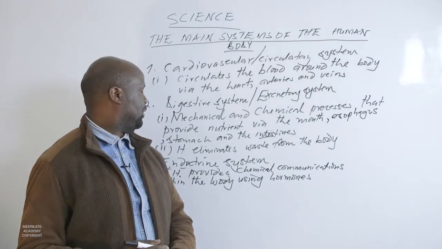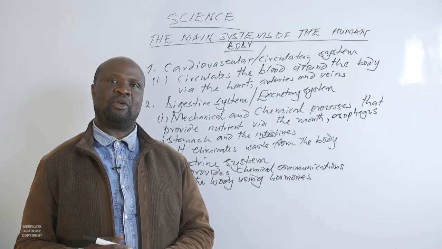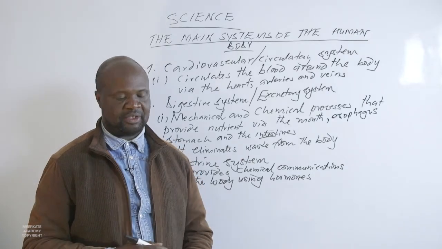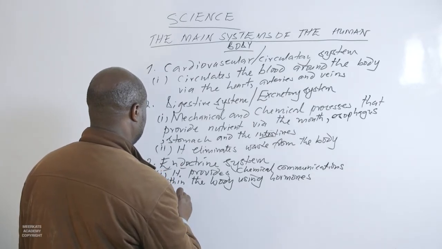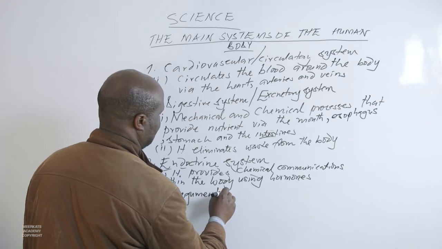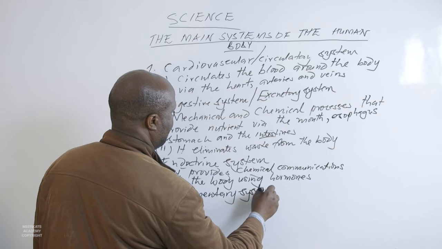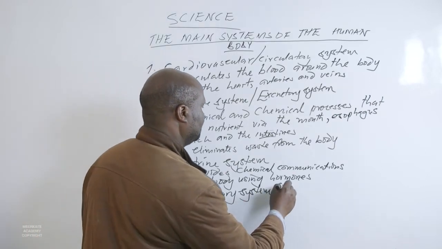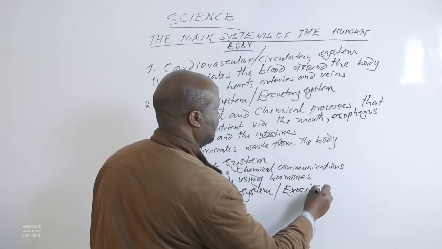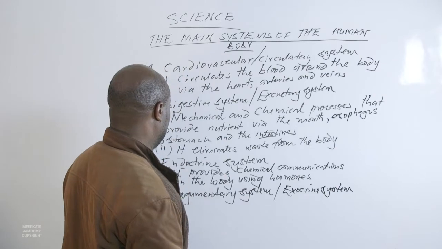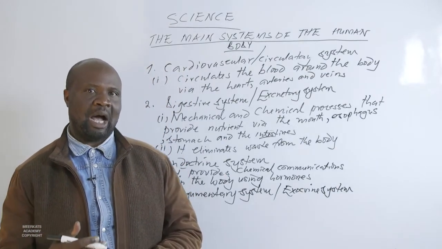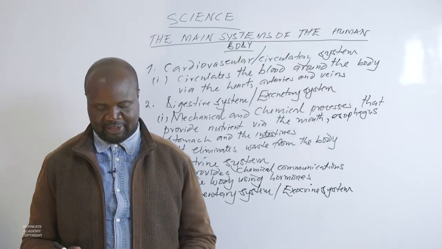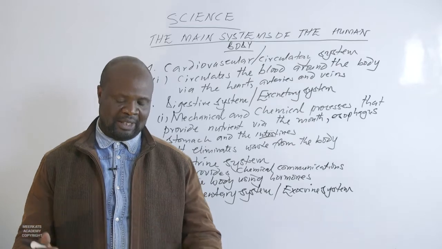Now, let us go to the next system located within the human body, and that system is called the integumentary system. We call it the integumentary system, or exocrine system. We want to know what its specific functions are. What are the functions of this integumentary system or exocrine system? What does it involve?